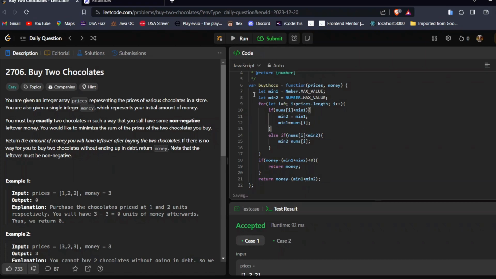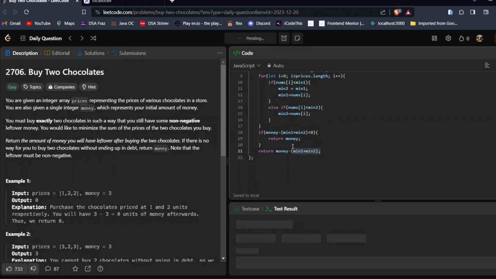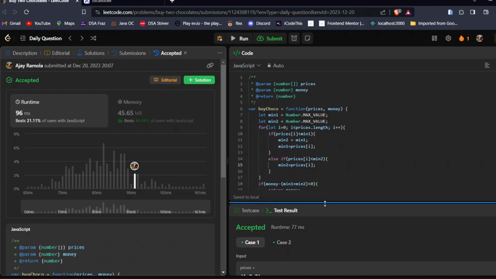In this approach, we'll declare two integers with maximum values. Then we loop through the array and check if we got an element smaller than these two. Once we have the two minimum elements in the array, we check if money minus the sum of the two smallest numbers is less than 0, meaning it's a negative integer, so we'll return money, else we'll return money minus the sum of the two smallest numbers. Now let's see. Indeed, the solution got submitted. So thank you so much, and I'll see you in the next one.